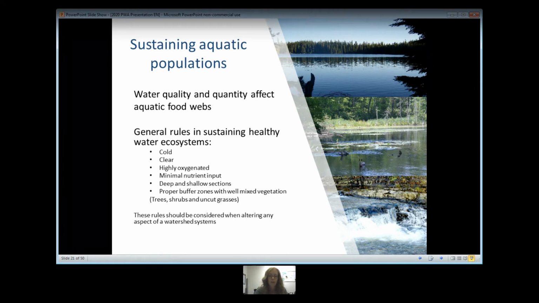And obviously to have proper buffer zones. So a wider buffer zone is preferable with a well-mixed vegetation of trees, shrubs, and uncut grass mixed all together. One alone is not enough. They really need all three to hold on to that soil together.